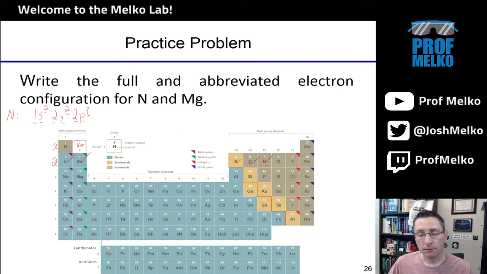Abbreviating it, I'm going to go back from nitrogen to the previous noble gas, helium, and see that I can replace helium's atomic number, 2 electrons. So I replace the first 2 electrons by writing out helium. It's not much of an abbreviation, but this is what the abbreviated configuration would be.